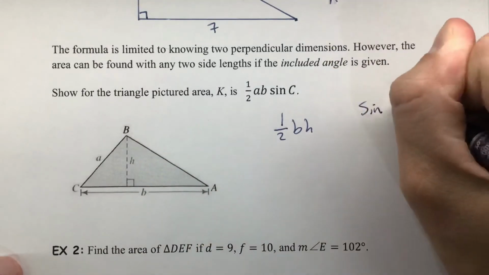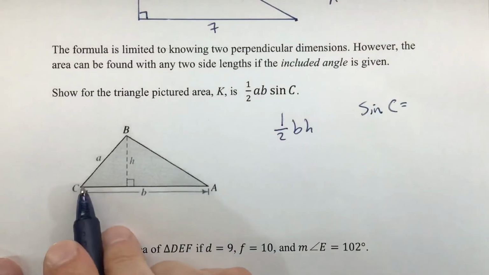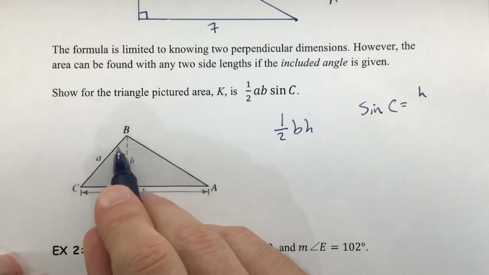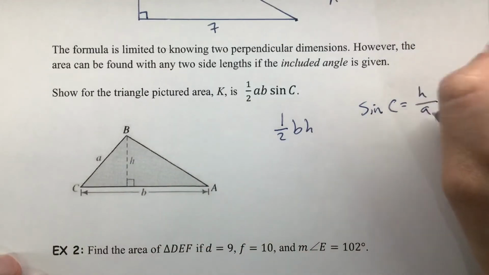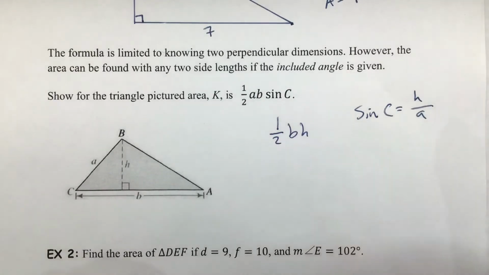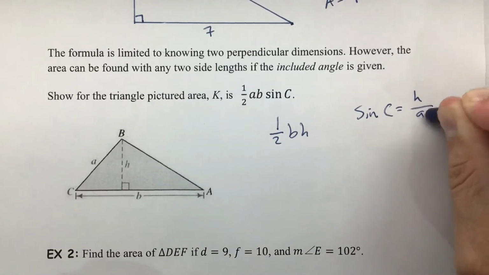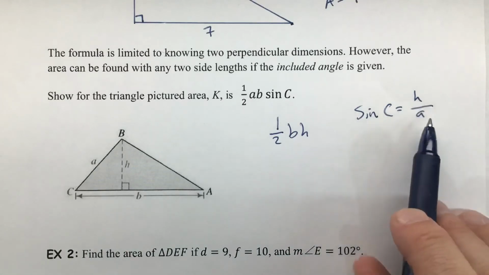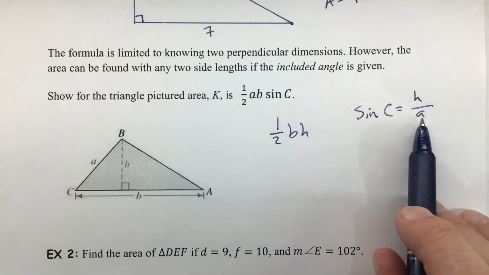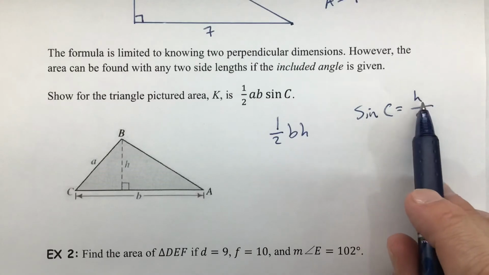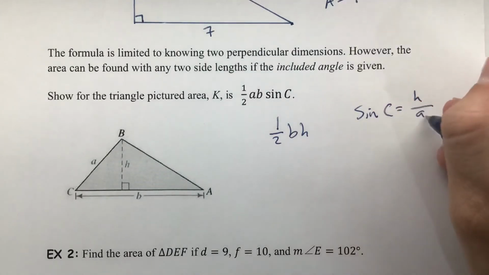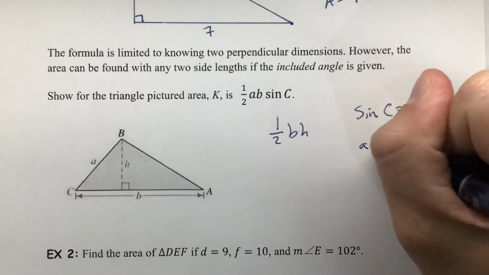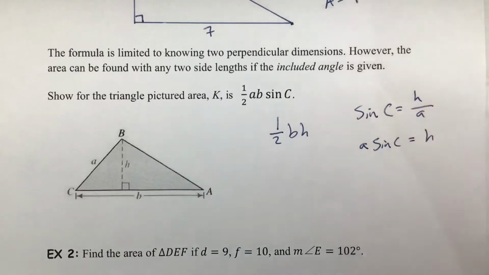The sine of angle C in that picture needs to be the side opposite of it, which is H, divided by the hypotenuse, which is A. Now that might be a little bit confusing because we're used to the H being hypotenuse and A being adjacent, but in that picture, this is the opposite side and this is the hypotenuse. And what we're going to do is solve for H. To do that, we're going to multiply by A. So A times sine C is going to give us H.